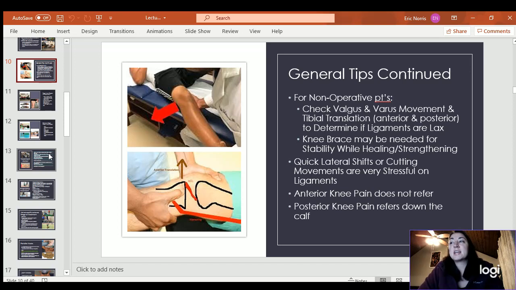Quick lateral shifts and cutting movements are the most stressful on the ligament, so those are going to be kind of the last ones to practice during that return to function stage, and I wouldn't over push these if they do have a tear and are avoiding surgery. So just be careful. You want to practice enough that the only time they do them is not in the game, that they don't just wait until the game to practice those movements, but you don't want to overstress the ligaments either. Typically, anterior knee pain does not refer. It's just where it hurts is where you feel it, versus posterior knee pain often will refer down the calf.